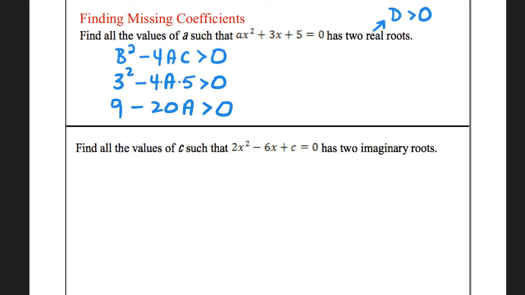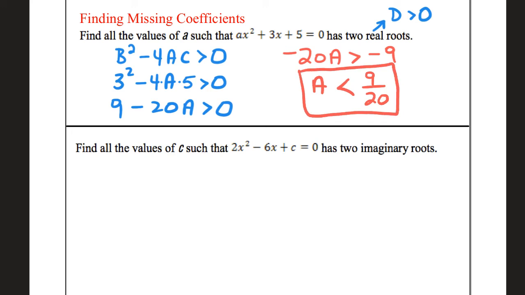I'm going to subtract 9 from both sides. And now I'm going to get rid of the negative 20 by dividing both sides by negative 20. Negative 9 divided by negative 20 is going to be positive 9 over positive 20, and that doesn't simplify. And last but not least, be careful. Remember to flip your sign.